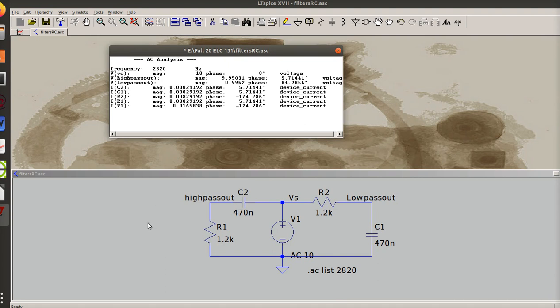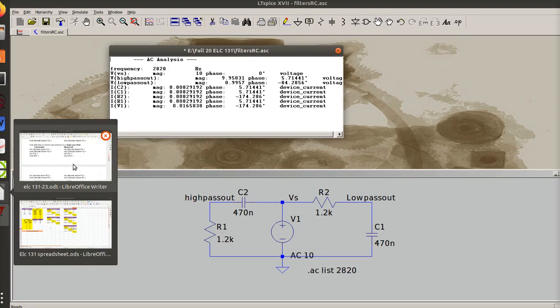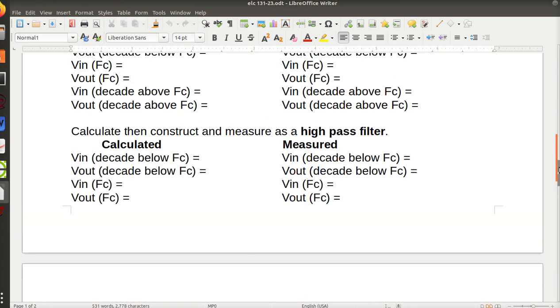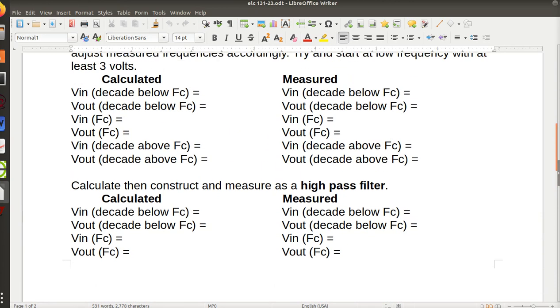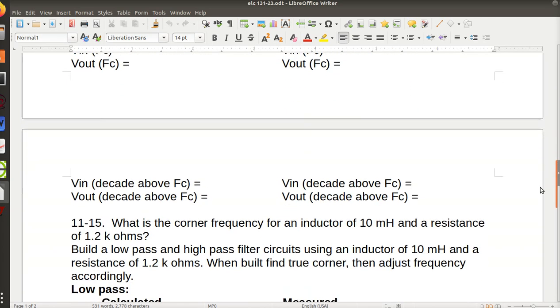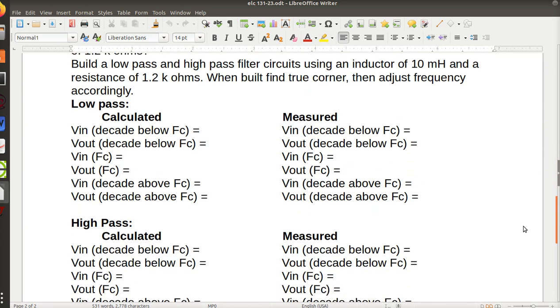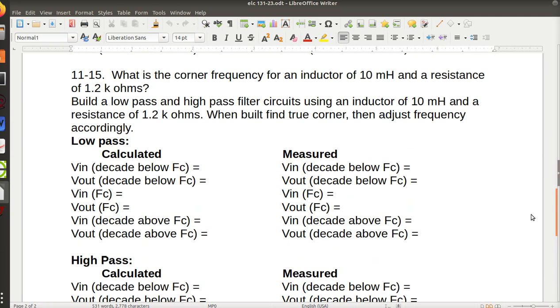So that is low pass, high pass filters with RC, resistances and capacitors. So that is this part of the worksheet. Calculate, and if you can build it and you can measure it, great. Gives you practice changing the frequency out of your function generator. Now, I'll stop here. I'll just make another video for the inductive one.